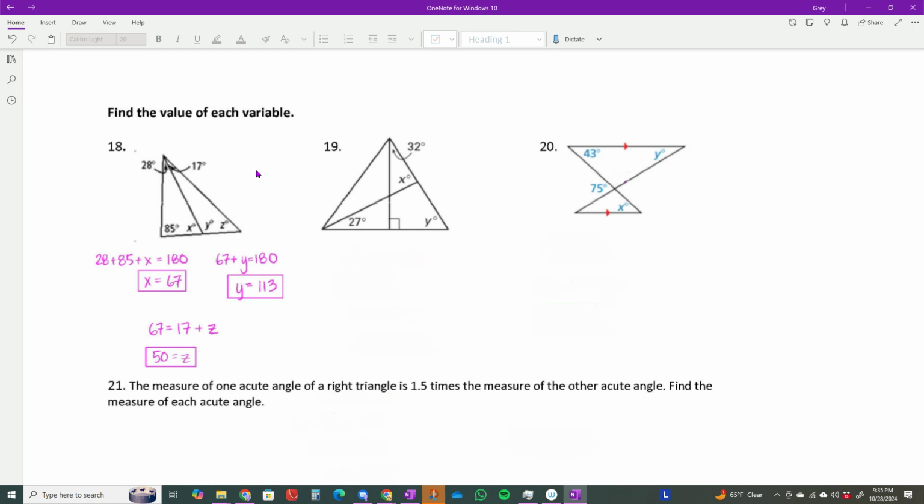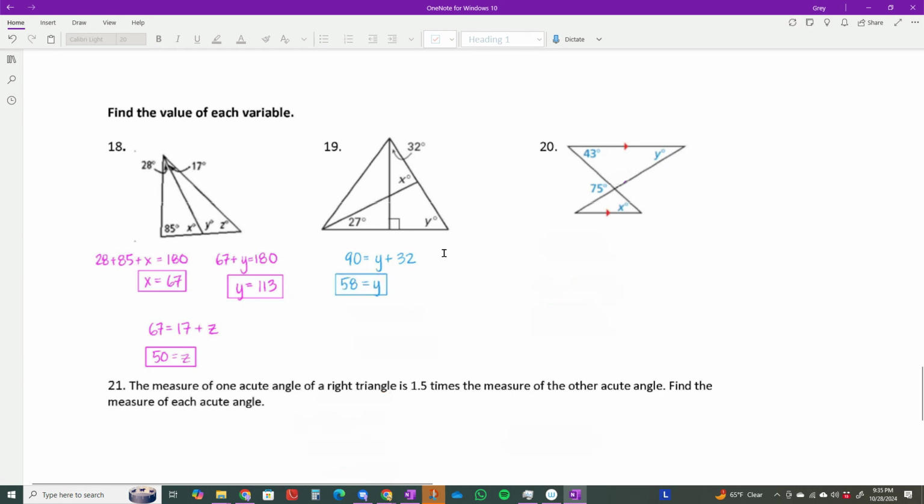All right, let's look at number 19. So I'm going to do y first because I'm looking at this triangle right here. And I see that's 90, and I see up here is 32. So if that's 90, then 32 plus y has to equal 90 because that's our corollary. The acute angles of a right triangle are complementary. So that means that y is equal to 58.